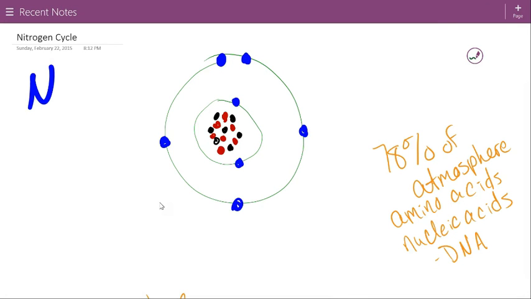Alright, so today we're going to be talking about nitrogen and the nitrogen cycle. Just like the water cycle, the nitrogen cycle is a circular recycling and refiltering of nitrogen from one form to another. Some forms are useful to plant and animal life and some forms are not.